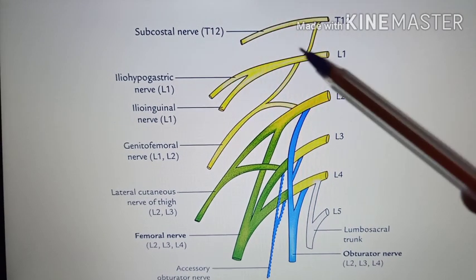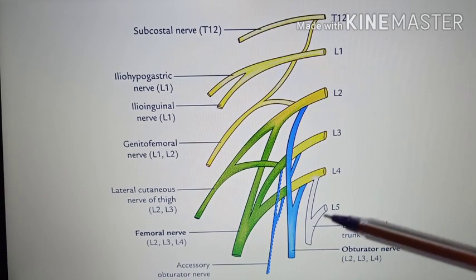The branches of the lumbar plexus are: first is ilioinguinal nerve, second iliohypogastric nerve, third is genitofemoral nerve, fourth is lateral cutaneous nerve of thigh, fifth is femoral nerve, sixth is obturator nerve, and seventh is accessory obturator nerve, which may be present. So this picture is showing the lumbar plexus.